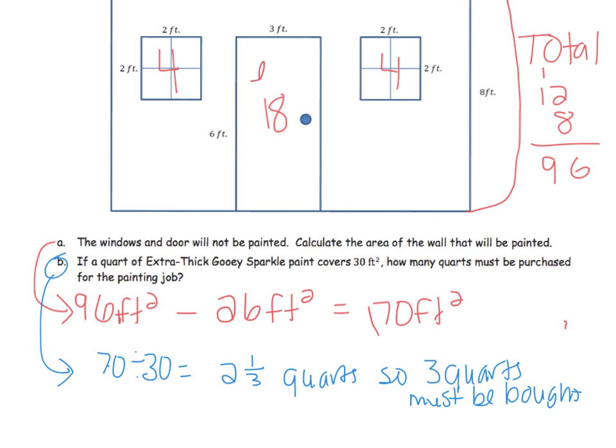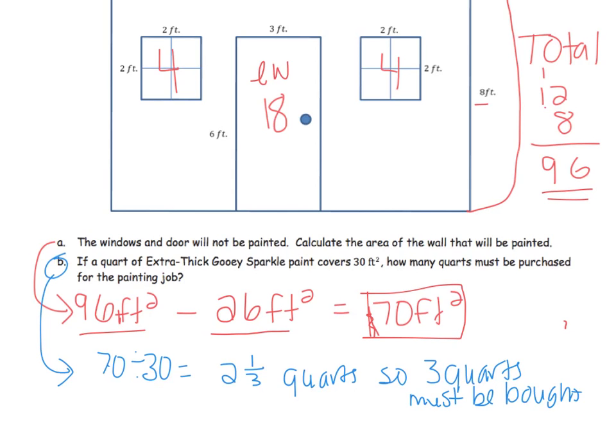And again, these are rectangles, so I'm just using the length times the width to get 18. Then I found the whole wall. It was 8 feet by 12 feet, so if I did length times width, that would give me 96 feet squared. Then I had to subtract the doors and the windows and the door to get 70 feet squared. So that's the area of the wall that will be painted.